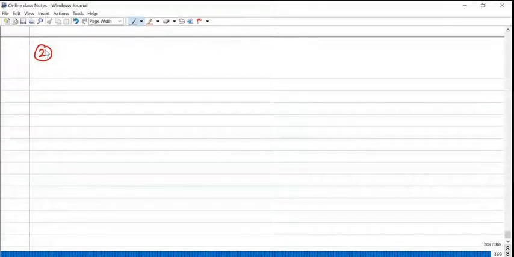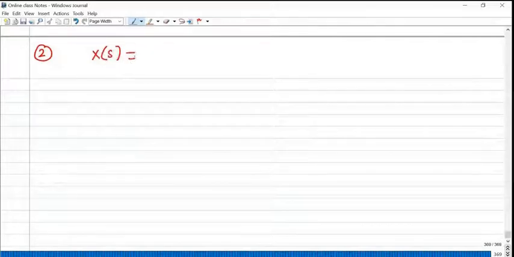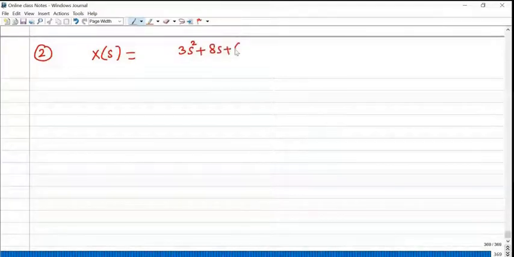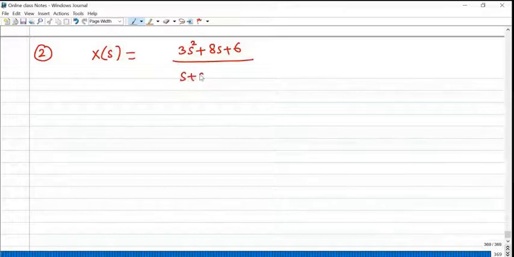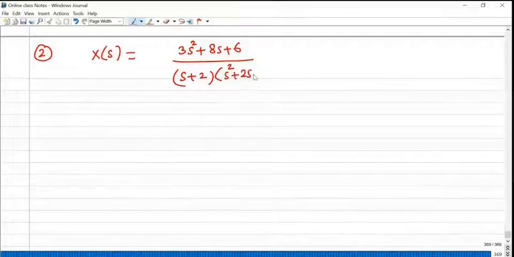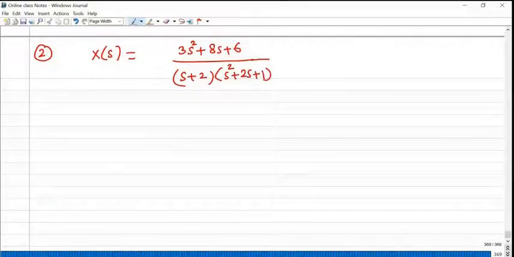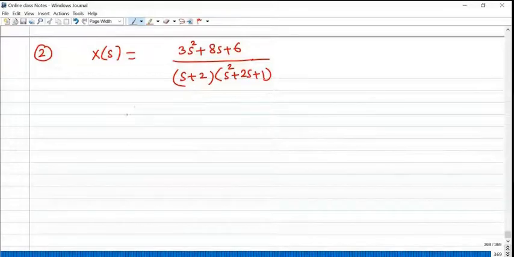Second one, factorization. You have to do X(s) = (3s² + 8s + 6) / ((s + 2)(s² + 2s + 1)). Find the inverse Laplace transform. That is the question. So what do you do?